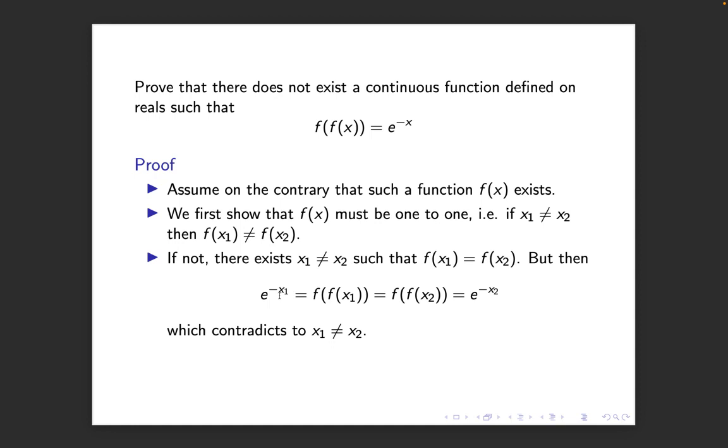But then e to the power minus x1, this is f of f of x1, right? So if f of x1 is equal to f of x2, then we will have equality here when we hit this by f. So we will have e to the minus x1 equals f of f of x1 equals f of f of x2 equals e to the minus x2, but this cannot happen unless x1 is equal to x2. So therefore, a function that satisfies this condition has to be one-to-one.